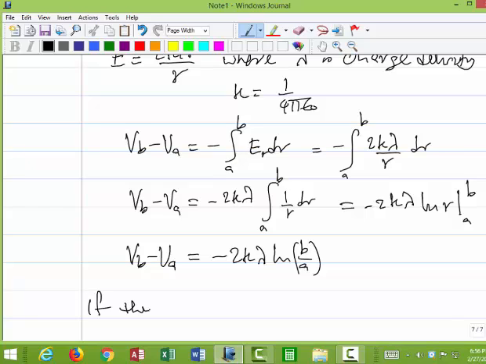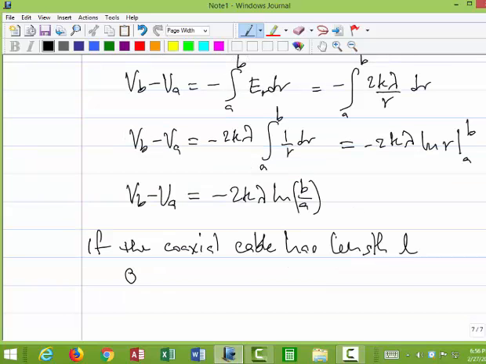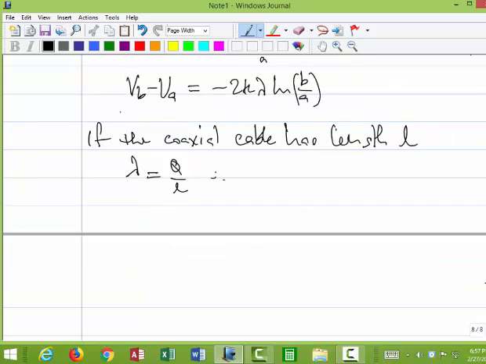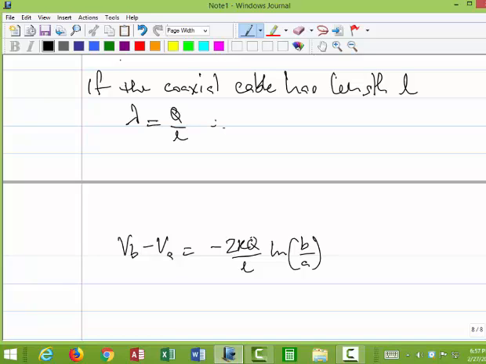And we can say that if the coaxial cable has length L, then the charge density lambda is equal to Q over L. Therefore, we can replace lambda by Q over L if we want. So we can say VB minus VA is equal to minus 2kQ over L natural log of B over A. So that's the potential difference between the plates, and so we can use that.